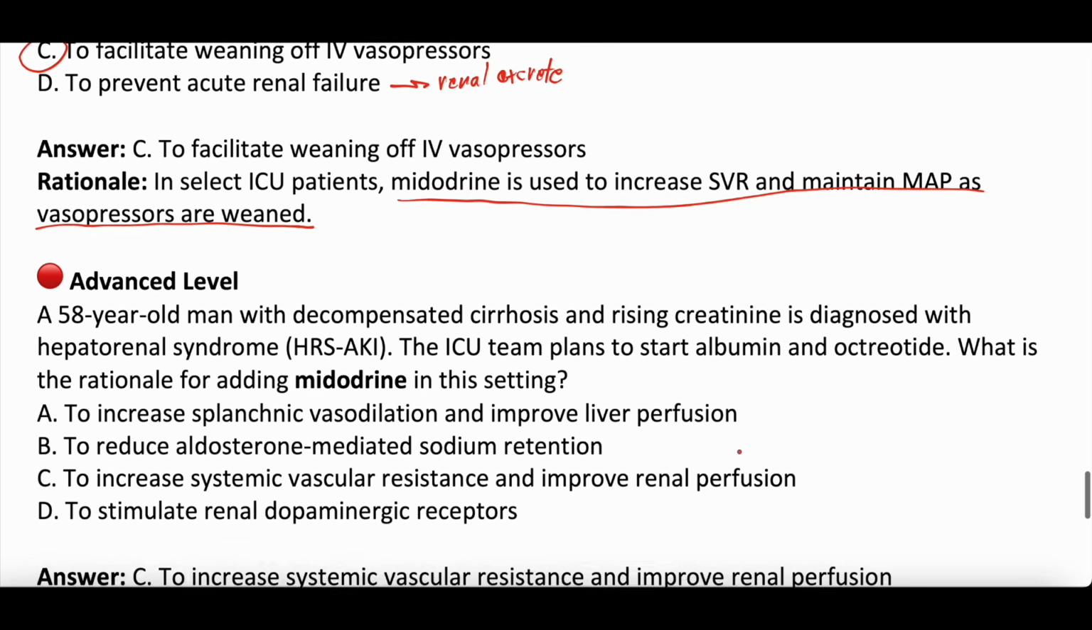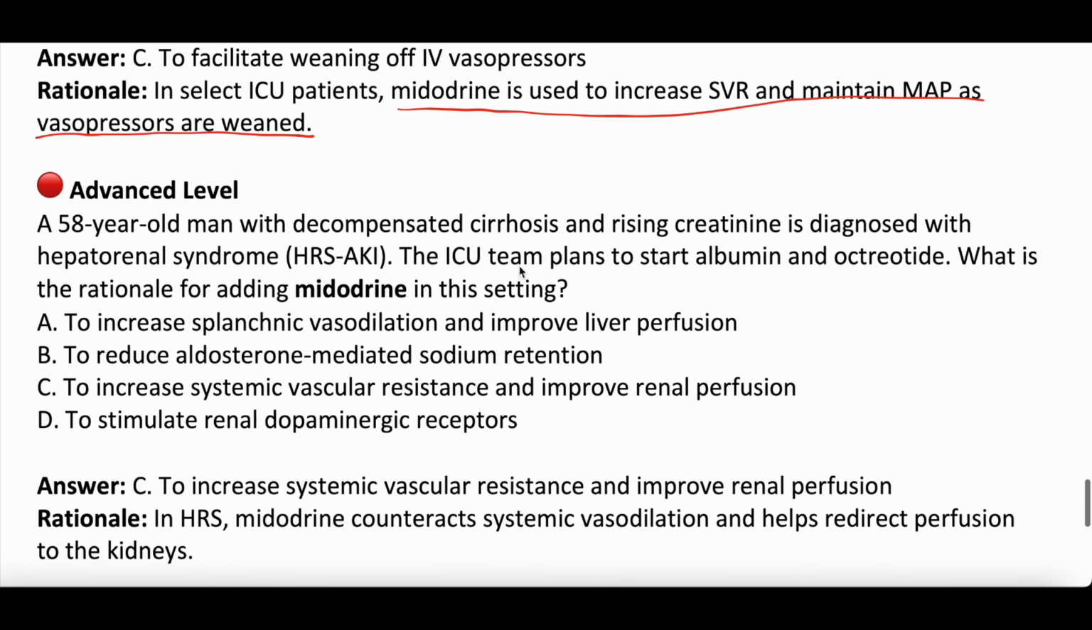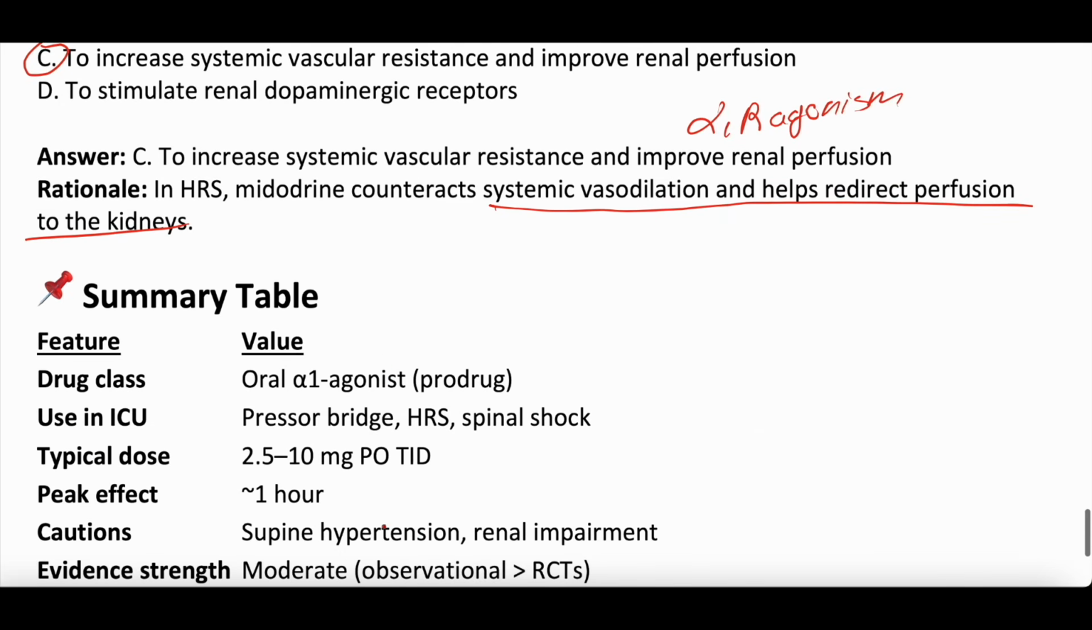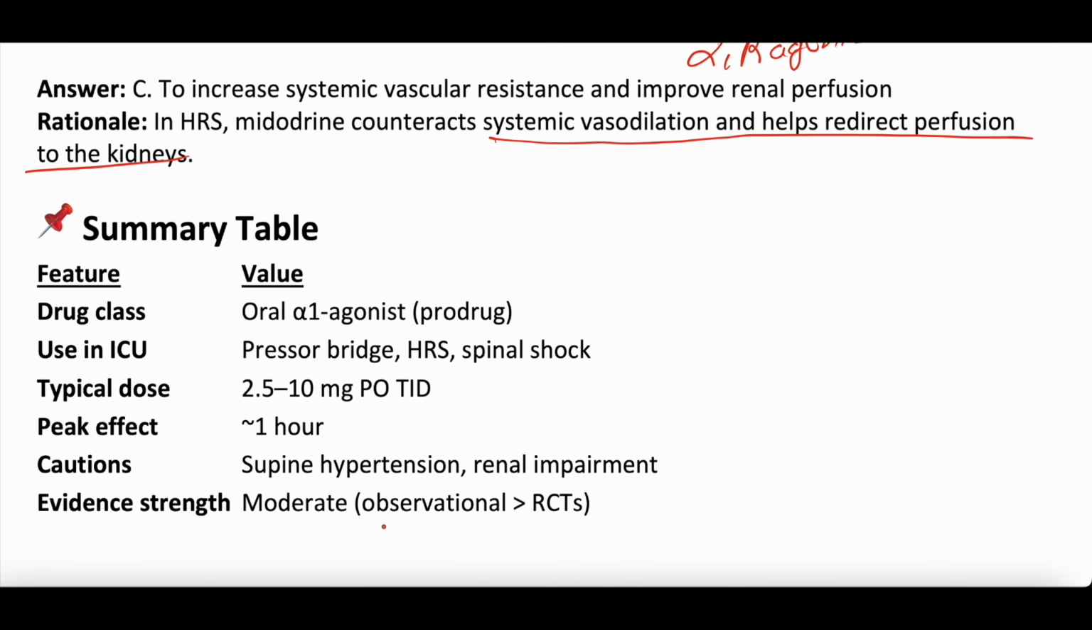The answer is C, to increase systemic vascular resistance and improve renal perfusion, right through that alpha-1 receptor agonism. In HRS, Midodrine counteracts the systemic vasodilation that happens with cirrhosis and helps redirect perfusion to the kidneys. Good job. So in summary, Midodrine is an oral alpha-1 agonist.